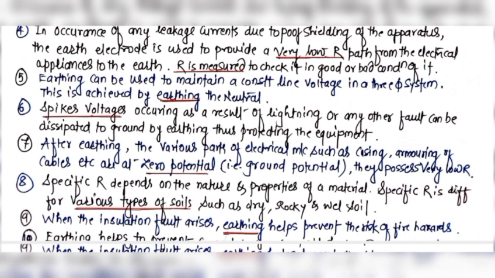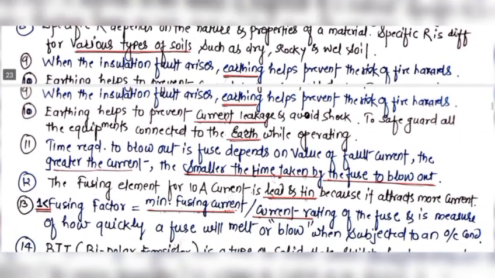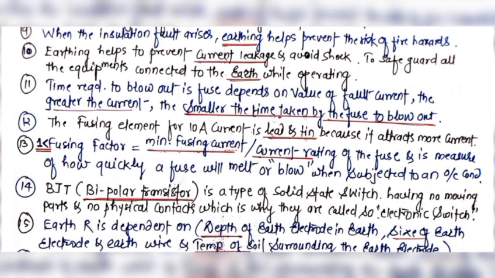They possess very low resistance. Specific resistance depends on the nature and properties of the material. Specific resistance is different for various types of soils such as dry, rocky and wet soil. When an insulation fault arises, earthing helps to prevent the risk of fire hazard. Earthing helps to prevent leakage of current and avoid shock, to safeguard all the equipment connected to the earth while operating.